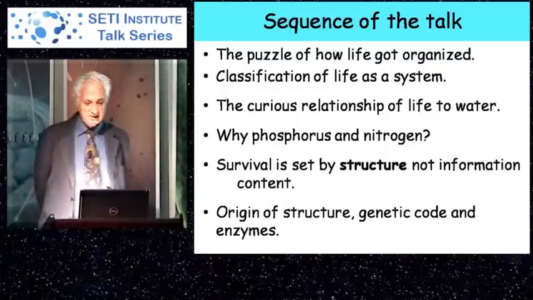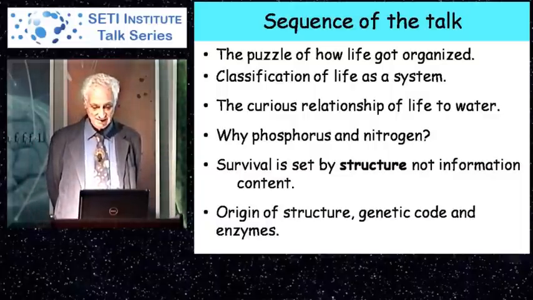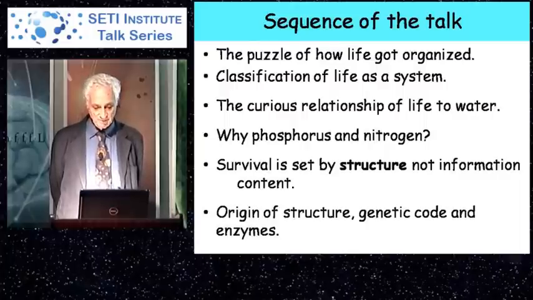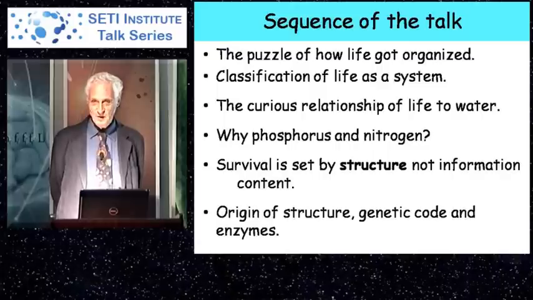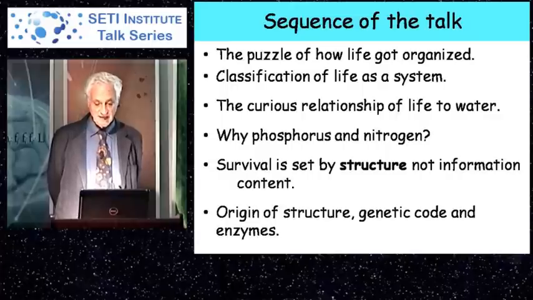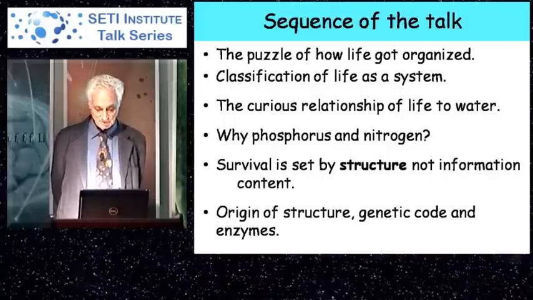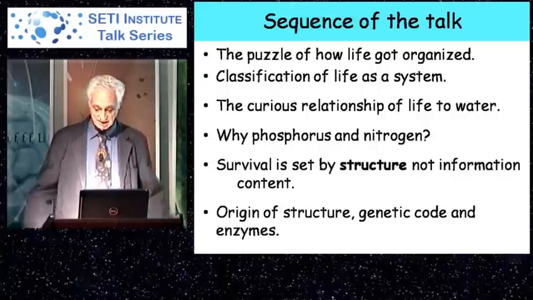So the sequence of the talk is, first of all, the puzzle of how life got organized, which moved to the classification of life as a system, that curious relationship with water, the odd elements of life, why phosphorus, why nitrogen, the thing about survival, that it's set by structure, not information, and yet we see life as characterized by information. And so those leading to the origins of structure, genetic code, and enzyme.